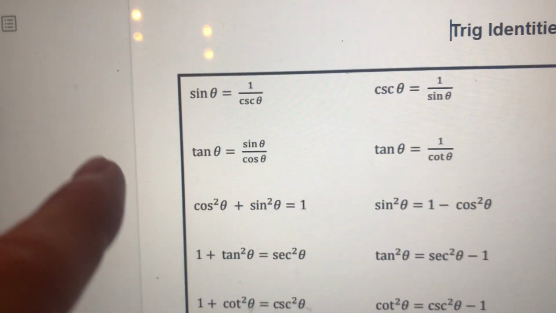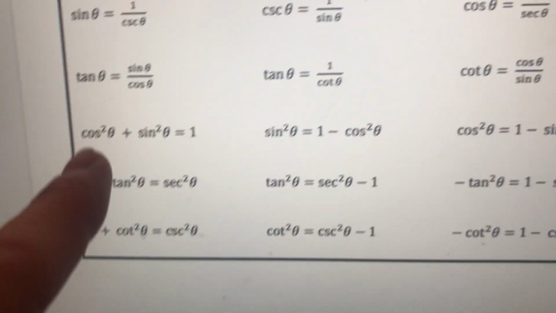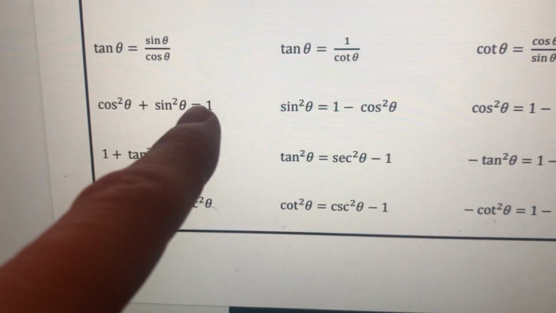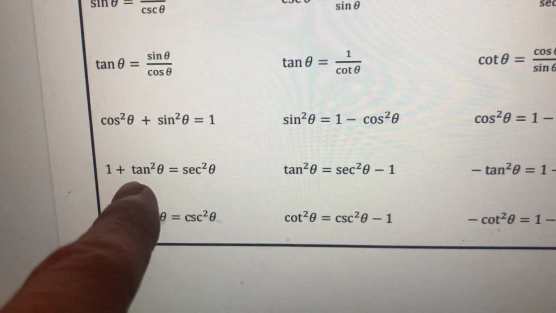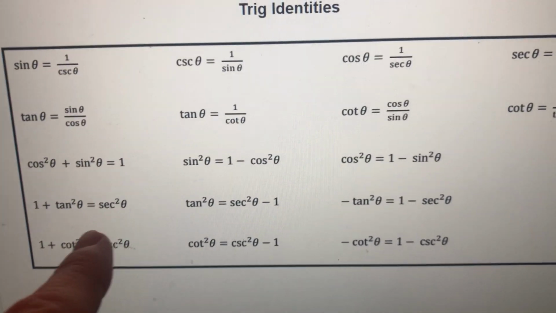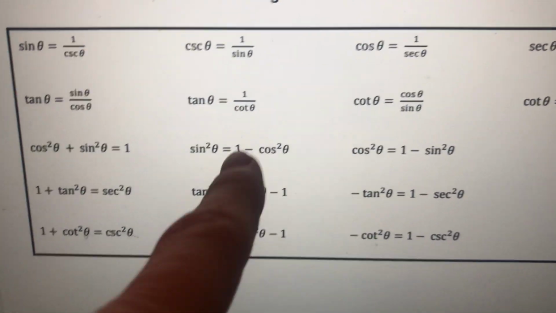Here, these are some Pythagorean identities, kind of like a squared plus b squared is c squared, right? So cosine squared theta plus sine squared theta equals 1, okay? Then you have some with tangent and secant here. This is just going to take some getting used to. You'll eventually remember these. This comes up a lot.